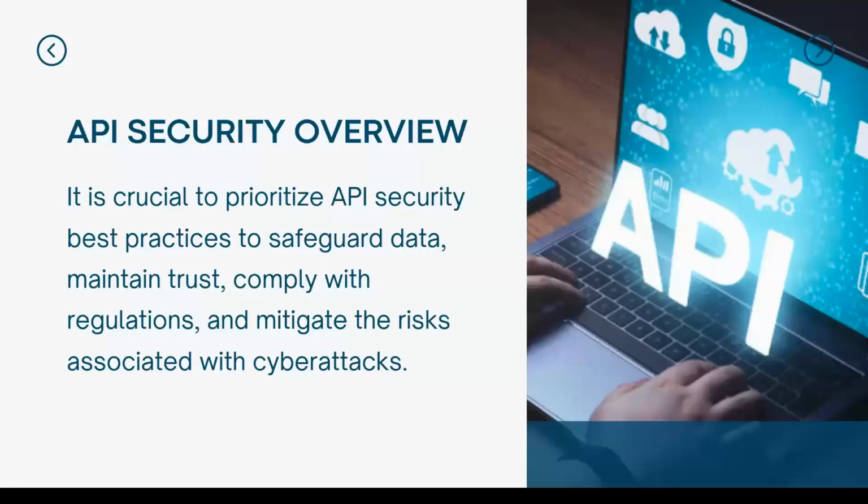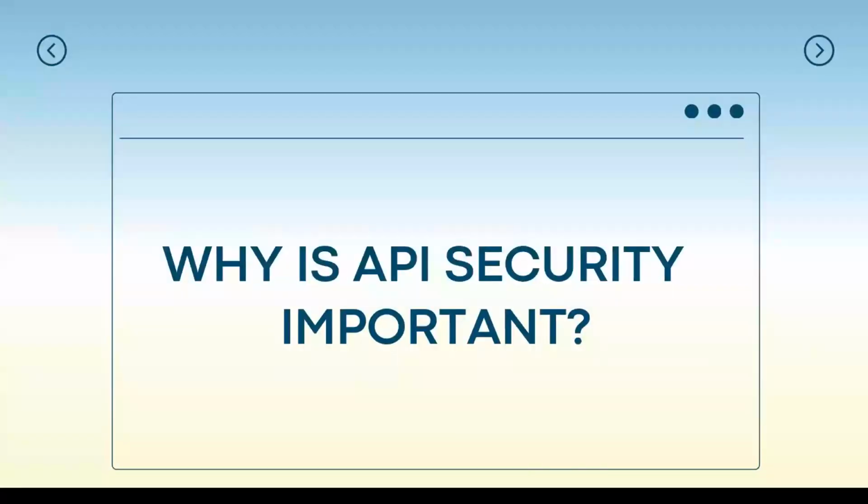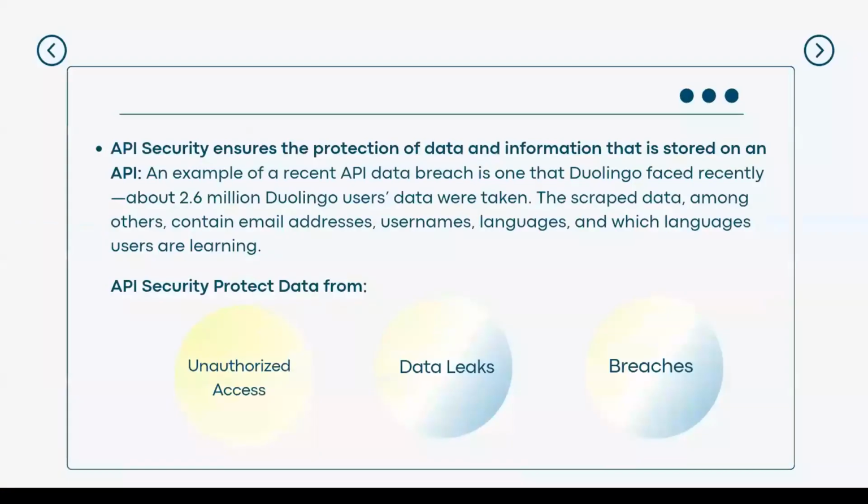Why is API security important? One of the reasons is to ensure the protection of data and information that is stored on an API. If an API is secured, it's going to help to protect against data exposure. An example of a recent API data breach is one that Duolingo faced.